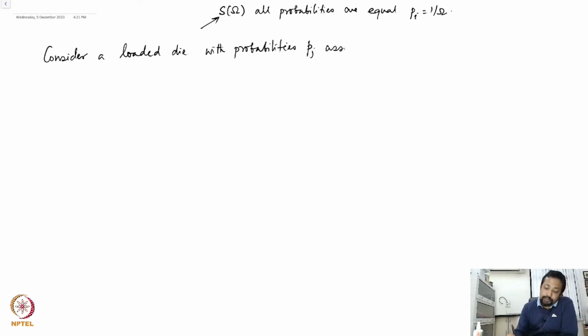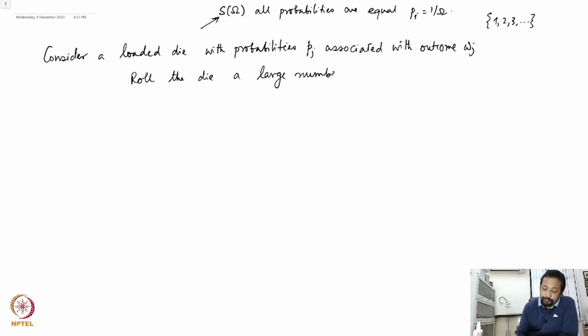Pj are associated with the outcome omega j, right? Which the set of omega j's are the numbers 1, 2, 3. So if it's an n-faced die, you know that there are n outcomes. Now what we do is we roll this die a large number of times. Say n, right? So what is going to happen?